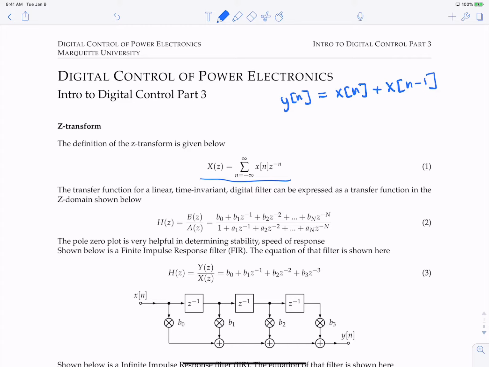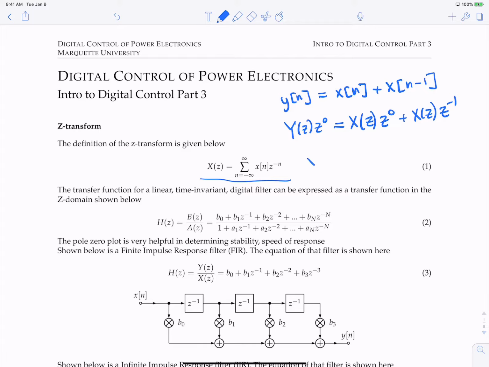Okay, so how do we apply the Z-transform to that? Well, we just use this definition right here. It's an infinite sum over all the terms. So for instance, y of n will go to Y(z) times z to the 0. And that will equal X(z) times z to the 0, plus X(z) times z to the minus 1. The z to the minus 1 is because this term is time delayed by 1. The other ones are the current sample, with no delay.